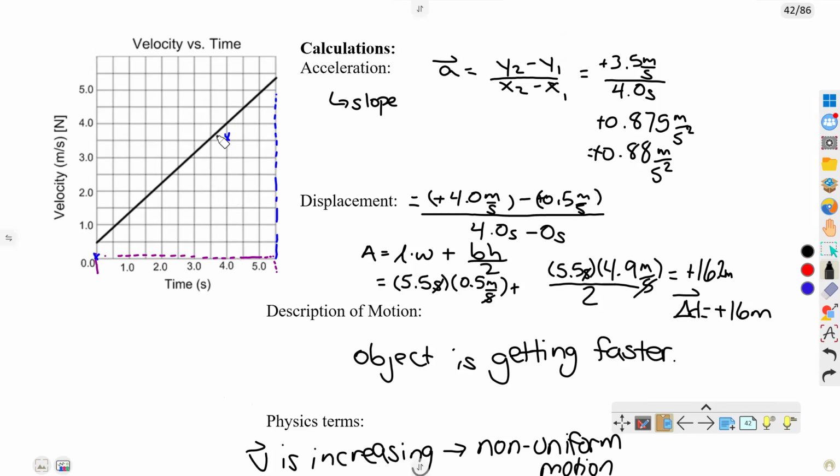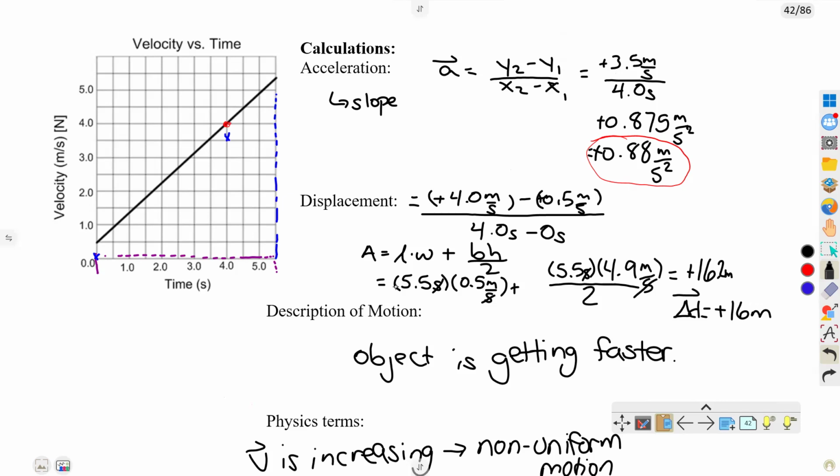So we see that the change in velocity at this point, we start at 0.5 meters per second. We end up at 4 meters per second. So 4 minus 0.5 is 3.5 meters per second. The time is from 0 to 4 seconds, so that's going to be 4 seconds. 3.5 divided by 4 is 0.875 meters per second squared. Again, 2 sig digs, that's going to give us 0.88 meters per second squared.